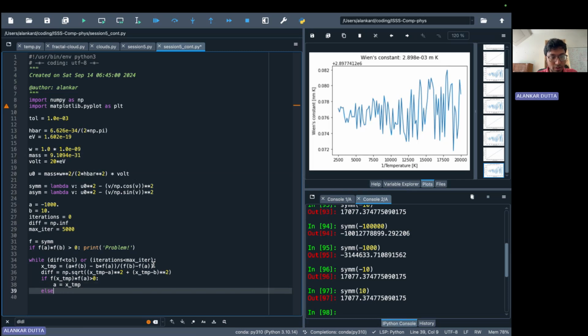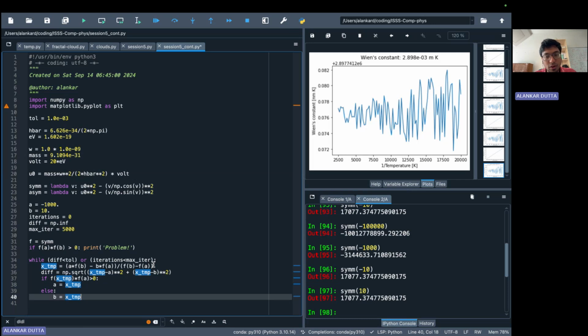Else we know that the other one matches, so we replace else B is equal to x underscore tmp, right? And we go either way around to find out what the solution of this is, okay? And then we will move on to find out the root of it. But we also have to plot this function just to see what's happening in here.